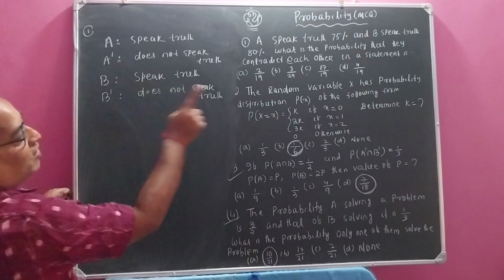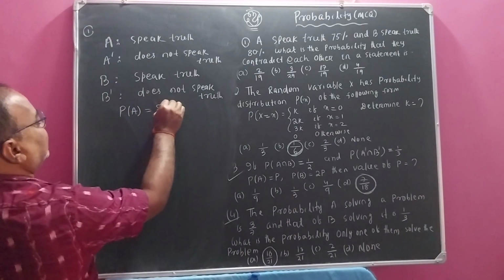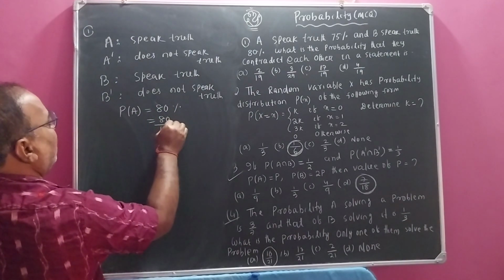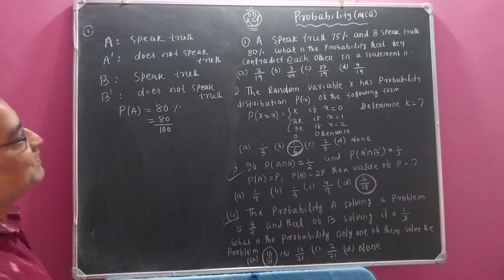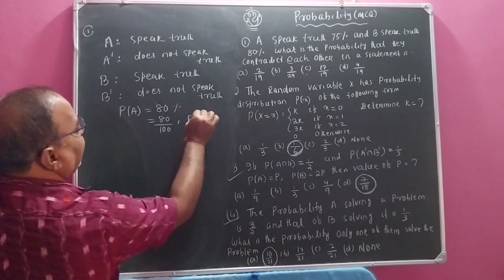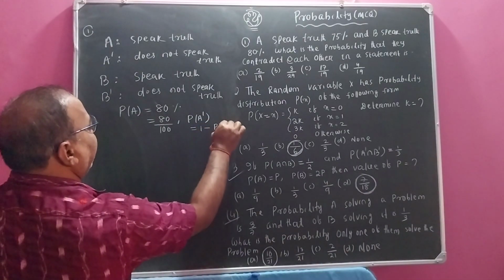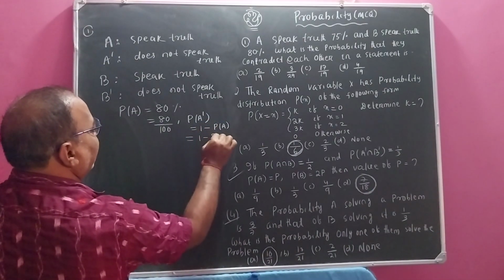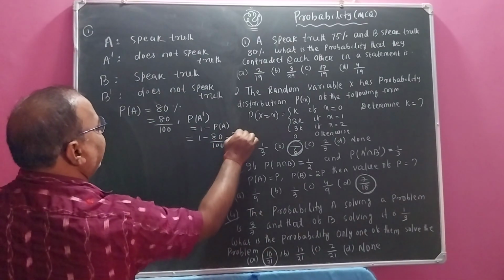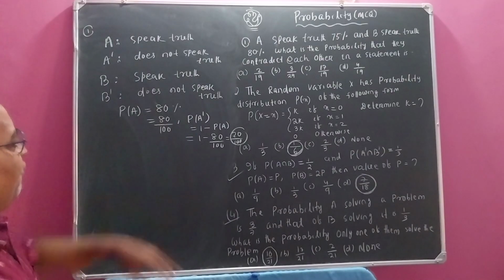Okay? Probability of A is given. Write down probability of A: 80%. 80% means 80 by 100. Probability of A speaking truth is 80 by 100. Probability of A dash is equal to 1 minus probability of A. That is 1 minus 80 by 100, that is 20 by 100. Probability of A dash is 20 by 100.